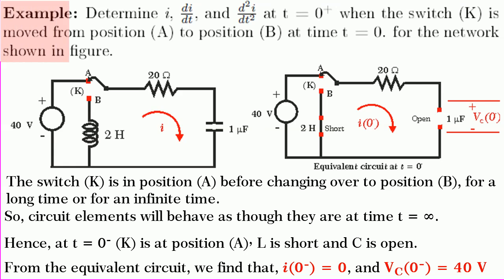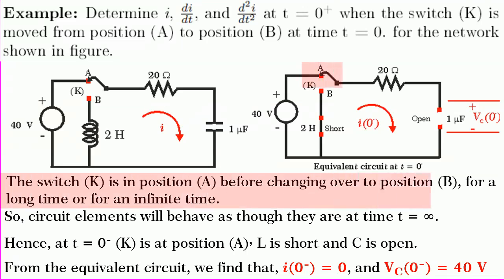Friends, we shall take up yet another interesting problem to find i, di by dt and d squared i by dt square at t is equal to 0 plus. It is given that the switch K is moved from position A to position B at time t is equal to 0. You find that no initial conditions are given, hence we have to find IL0 minus and VC0 minus. So, let us draw the equivalent circuit at t is equal to 0 minus as shown in figure.